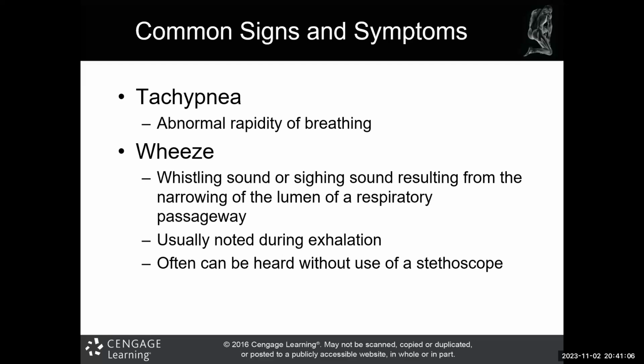Tachypnea, tachy, we always said tachy is fast, abnormal, rapid breathing. And then a wheeze, we've all heard of wheezes, like asthma, you wheeze. It's a whistling sound or a sighing sound because of the narrowing of the lumen of the respiratory passages. So in asthma, the respiratory passages become inflamed, and so air makes noise going through them because they're not as wide open as they should be. Usually during exhalation. And you can hear it without a stethoscope. If you're next to someone wheezing, you can hear it.